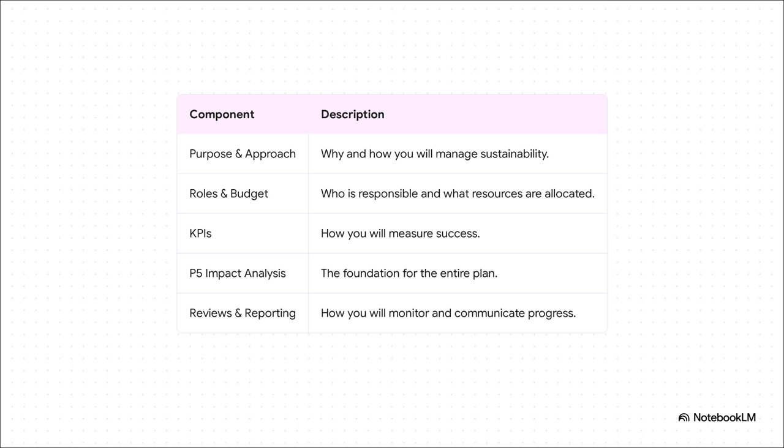So when you peek inside a solid SMP, you'll see all the stuff you'd expect, right? The purpose and approach, roles and budget, KPIs for measuring success. But look at what's sitting right there in the middle, highlighted as the absolute foundation for the entire plan, the P5 impact analysis. Everything else, who does what, how you measure it, how you report on it, is all built on the smart insights you got from that initial analysis.